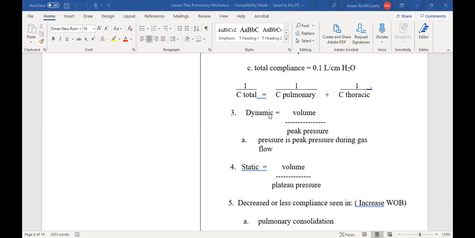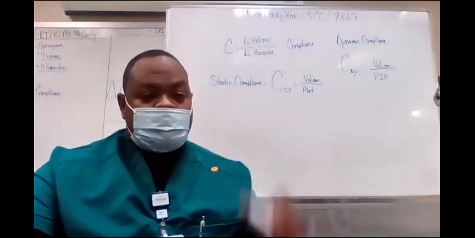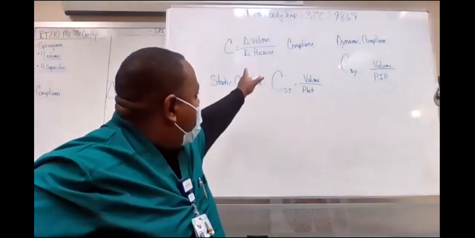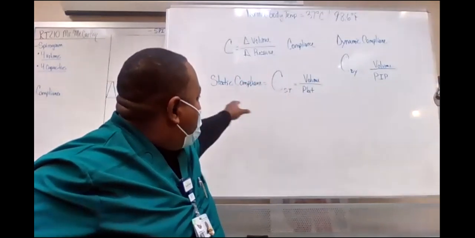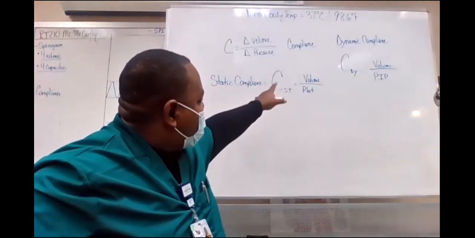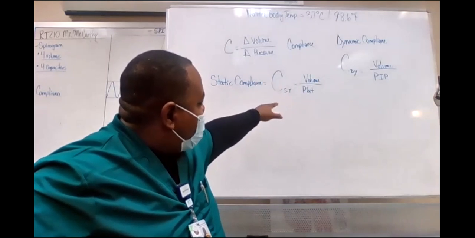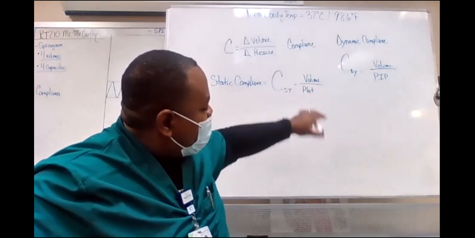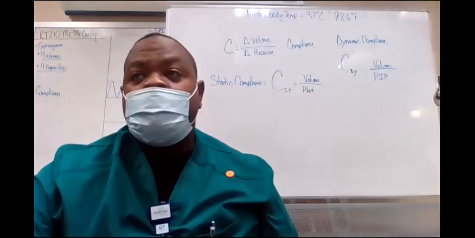Those are the three compliance formulas that you need to add to your formula sheet or whatever sheet you're going to use for your formulas in your notes. Regular compliance is change in volume over change in pressure. Static compliance is CST equals volume over plateau pressure. And then dynamic compliance is volume over peak inspiratory pressure.